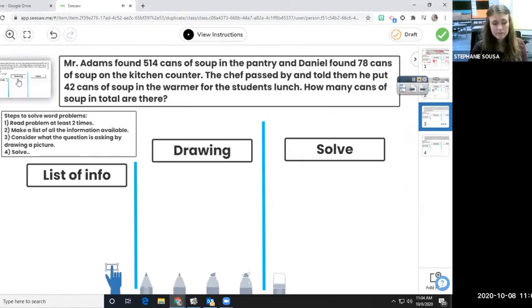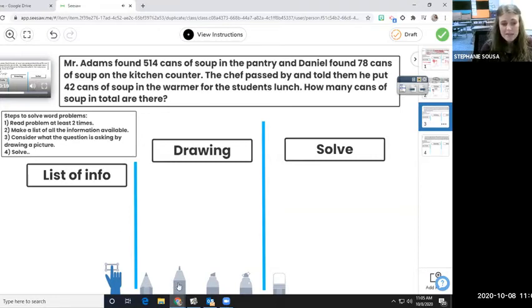Mr. Adams found 514 cans of soup in the pantry, and Daniel found 78 cans of soup on the kitchen counter. The chef passed by and told them he put 42 cans of soup in the warmer for the students' lunch. How many cans of soup in total are there? That's a lot of information.